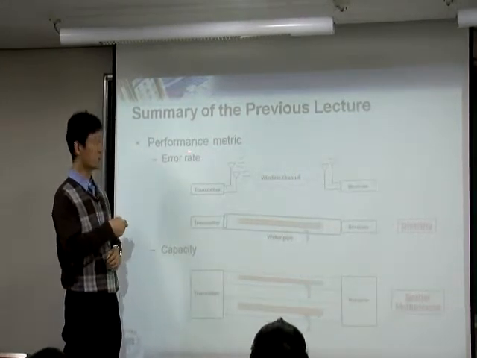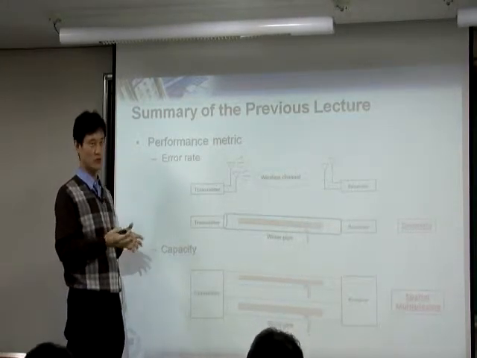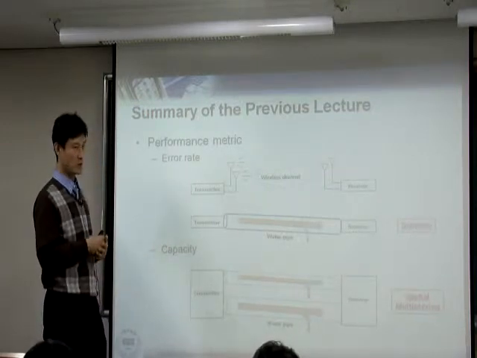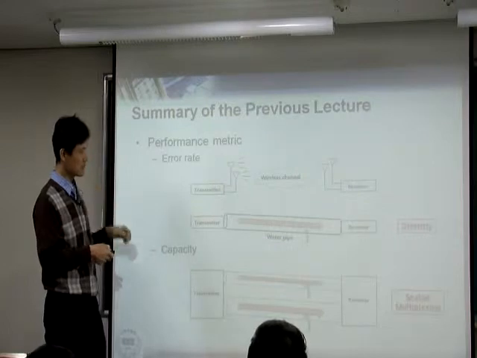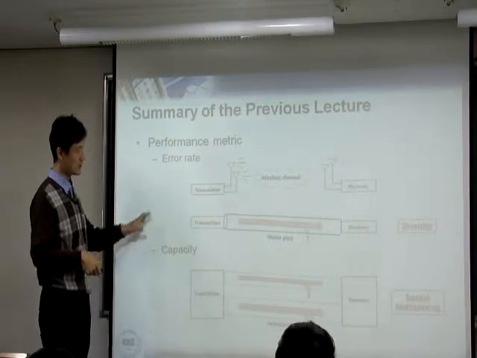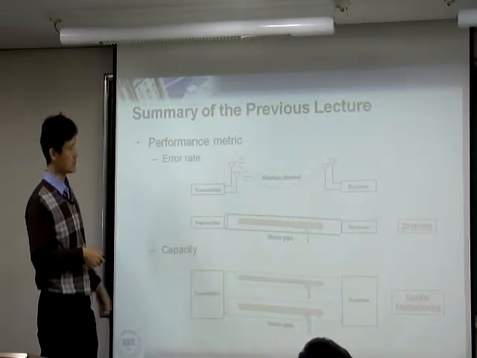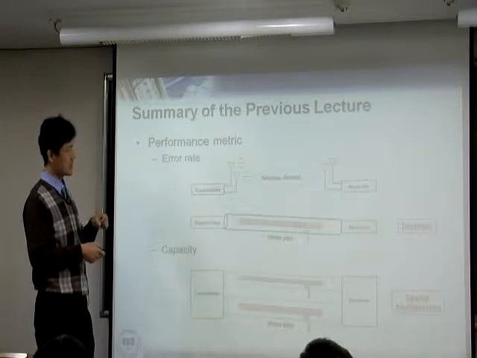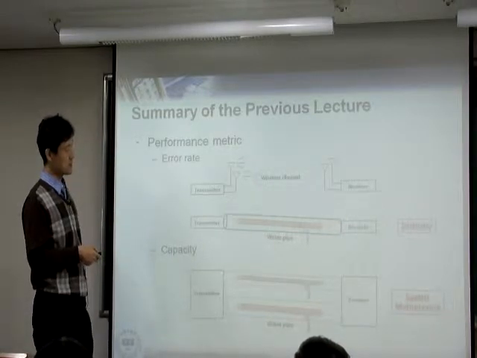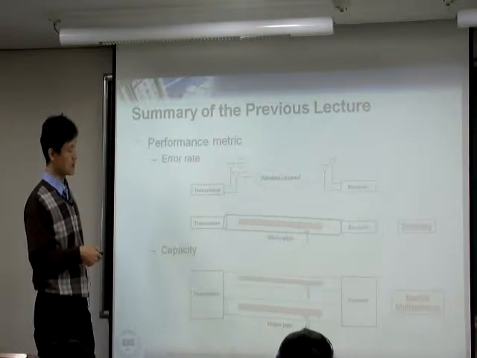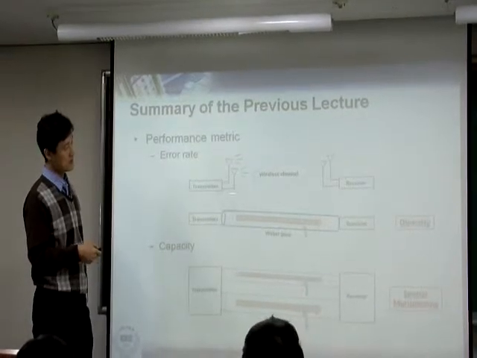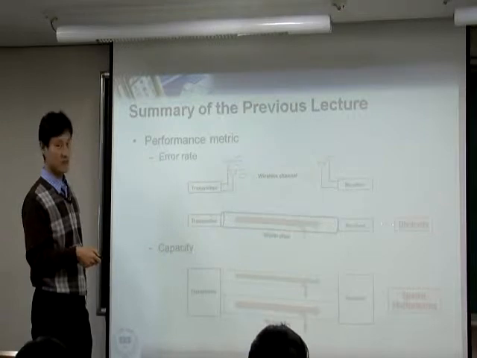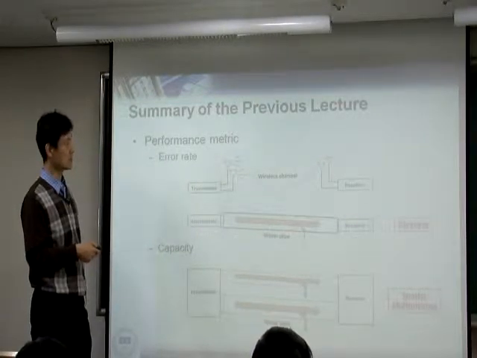Typically, the error rate you want to minimize, you want to reduce. But capacity you want to increase or maximize. Okay? This picture, you already know this, right? This picture shows that MIMO can be considered as a water pipe. In this case, we're going to use a diversity technique for this 2x2 MIMO.